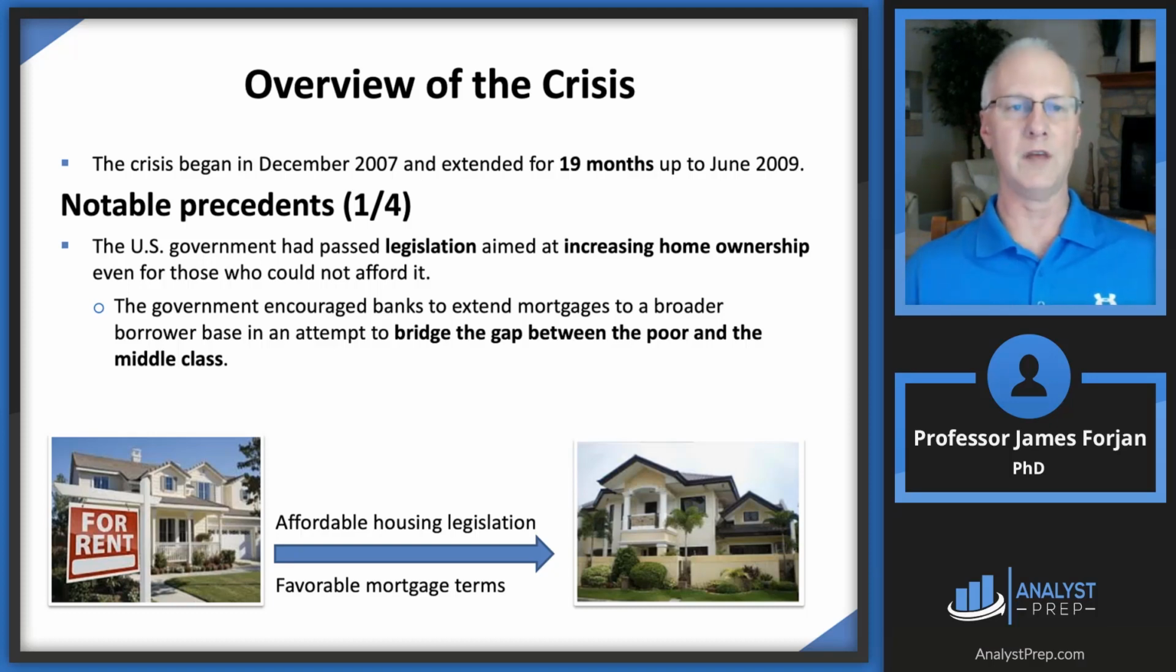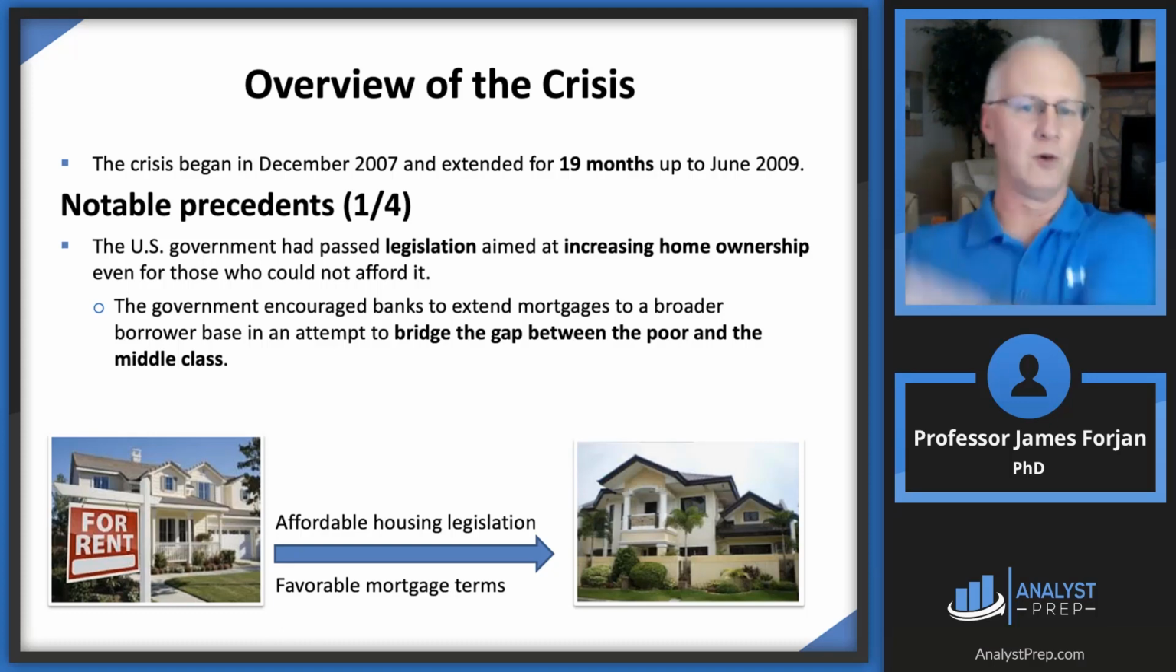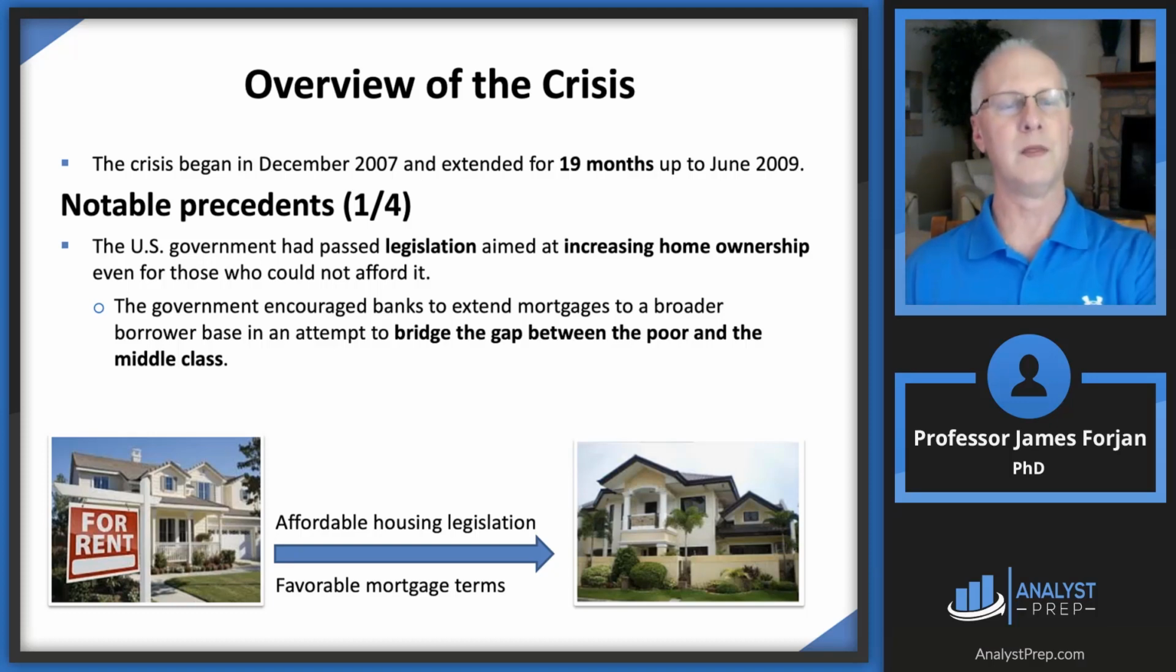This is all good if all those people can afford to live in those homes. But what happened is that not only did it put individuals and families into homes that they couldn't afford, it put individuals and families from homes that they could afford into homes that they could not afford. So there's two parts to that. Now, the government encouraged banks to extend mortgages to a broader base, so that there was a narrowing of the gap between the poor and the middle class.